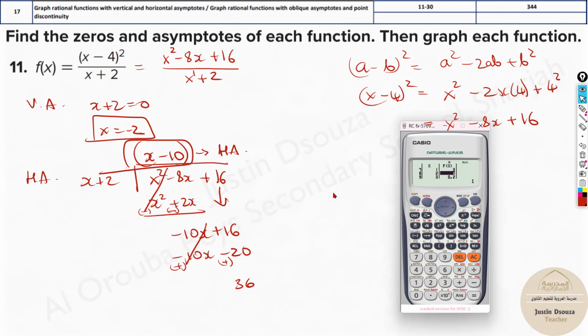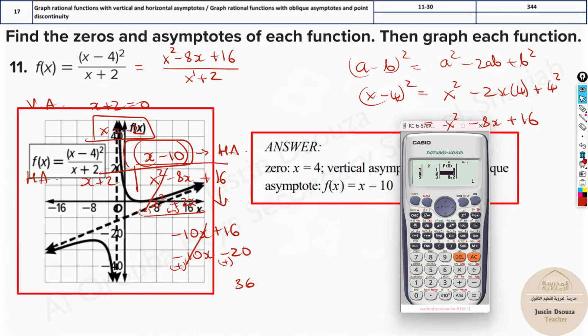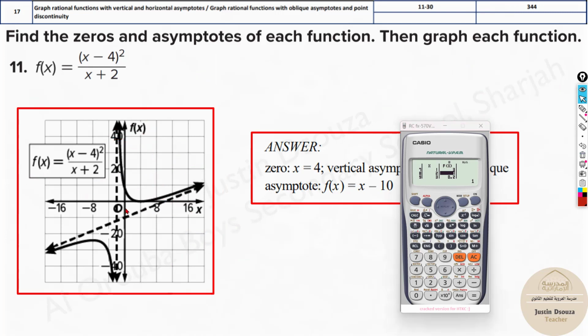And then from these values you should plot a graph, and you should use this information as well: the vertical asymptote over here at minus 2, and the oblique asymptote, or slant asymptote, over here.